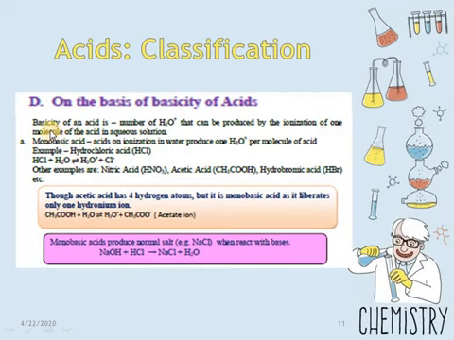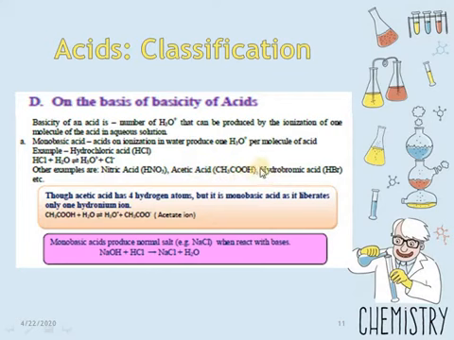On the basis of basicity. Now basicity is the number of hydronium ions that can be produced by the ionization of one molecule of the acid in aqueous solution. Now from the name monobasic acid, you can always think that there will be the production of only one hydronium ion per molecule of the acid. Example is hydrochloric acid. Now HCl contains one hydrogen ion, so you can easily say HCl is monobasic acid. Other examples are nitric acid, acetic acid, hydrobromic acid.